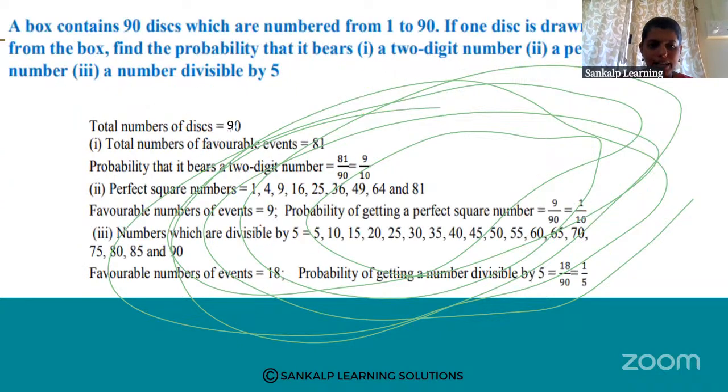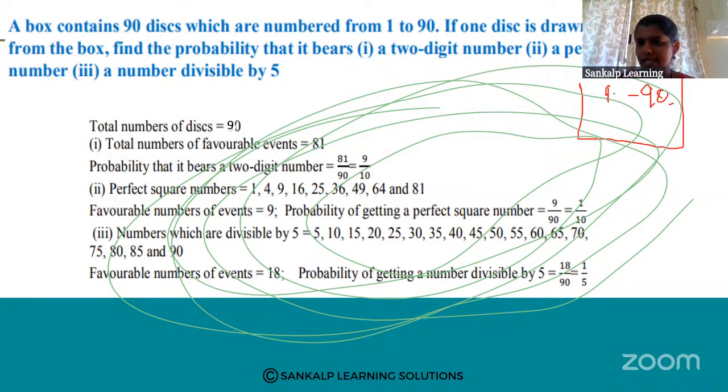Next. A box contains 90 discs which are numbered from 1 to 90. If one disc is drawn at random from the box, find the probability that it bears a 2-digit number, a perfect square number, a number divisible by 5. So here one box is there. In that box, it contains discs numbered 1 to 90.